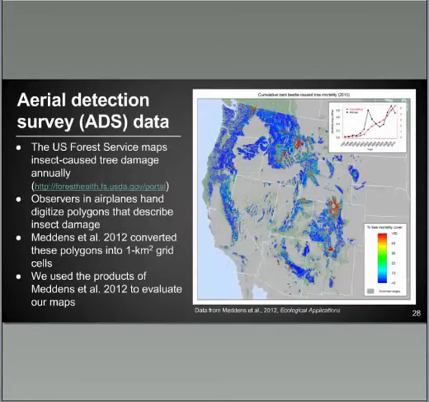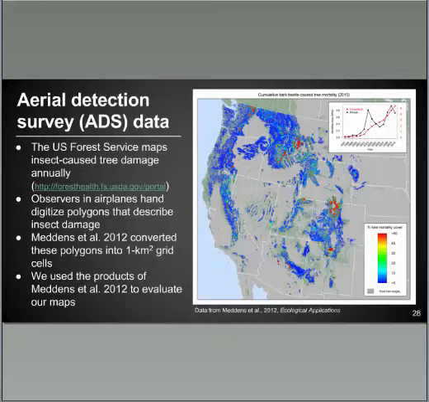Another very useful set of data that we didn't use for our modeling, but used as an independent data source for evaluating how well our maps were performing, is aerial detection survey data. This data is produced by the United States Forest Service. How they produce it is observers actually fly over the forest in planes and hand digitize polygons that describe insect damage, and often they record the disturbance agent, what's killing or damaging the forest, and the density of that damage.